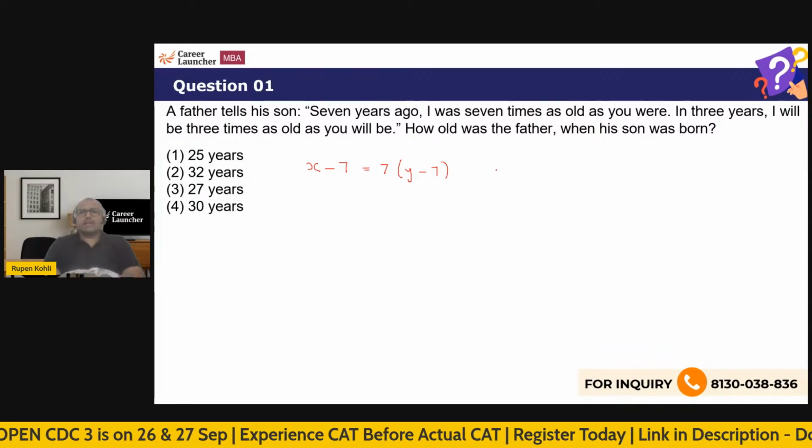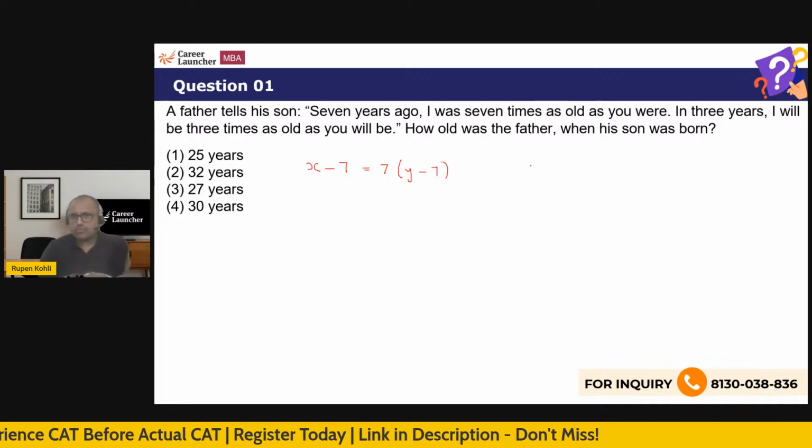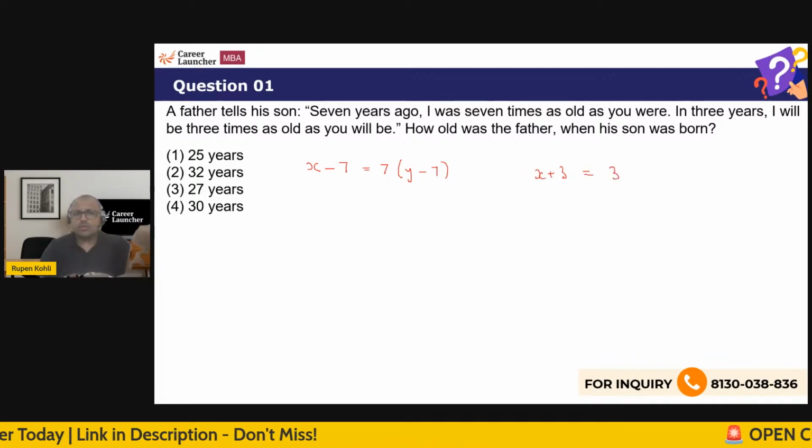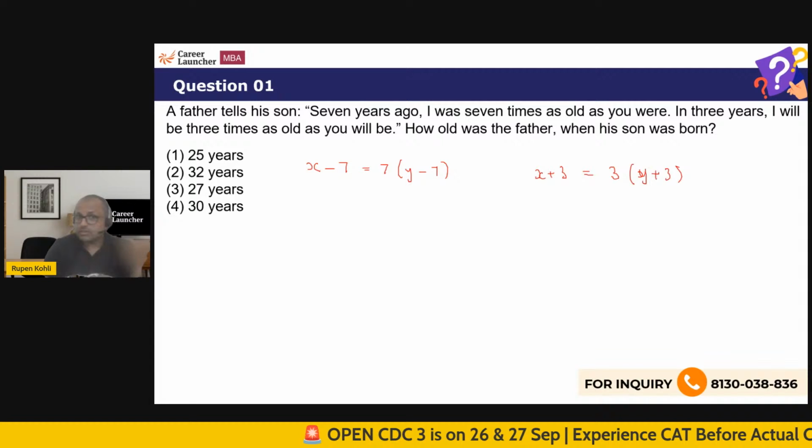Another equation we can write, in 3 years I will be. So now we are going in the future. So we'll add 3 years. So father will be x plus 3, and that age will be thrice of how old the son will be. Son will be similarly y plus 3. Just solve these two linear equations.